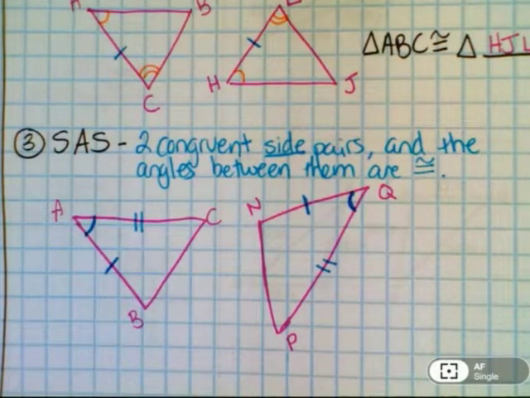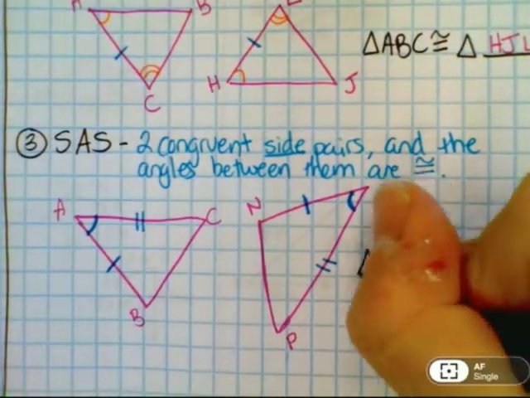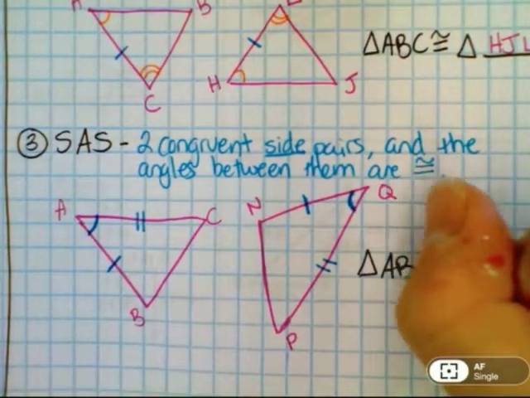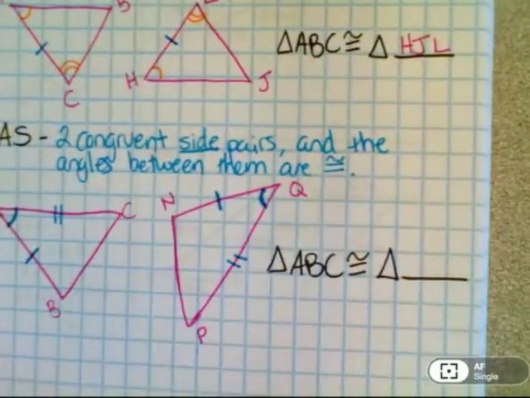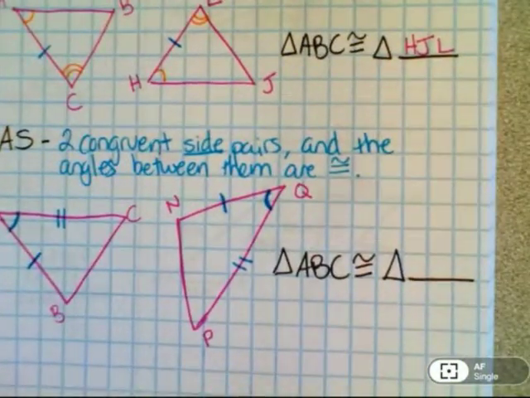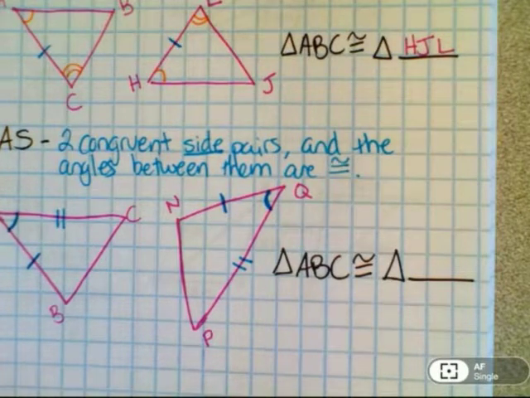So these 2 triangles are congruent. We don't need any other information. We've got 2 congruent sides and the angle between them. It turns out that's enough to know that the triangles are congruent. So let's write the statement. So triangle ABC, you go ahead and fill it out and then check in to see if you did it right.